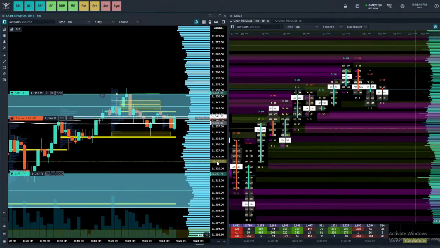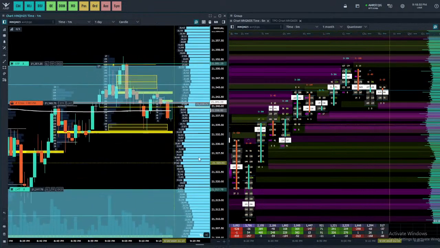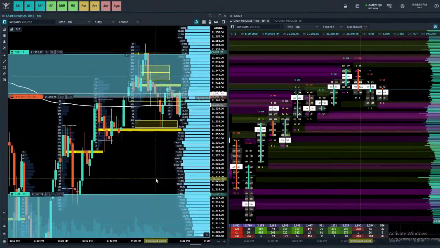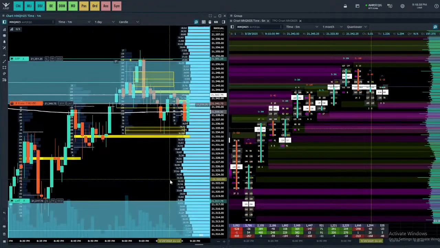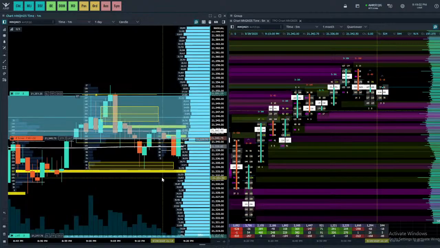Like I literally called the whole move today. I posted it on TikTok earlier, using this strategy. I called the whole zone. I had the zone already marked out from the previous day, and that's the power of volume that I'm realizing. That's the power of volume.